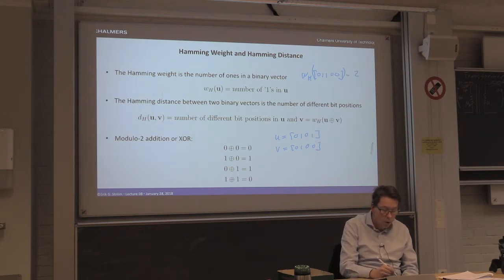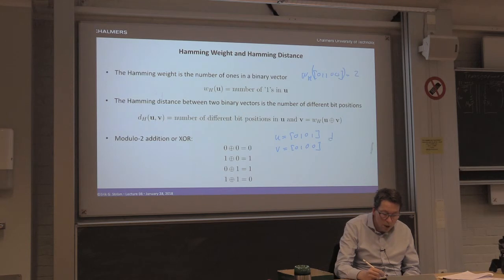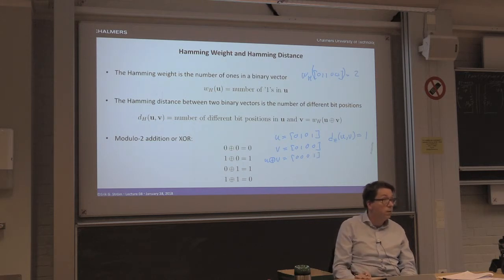Okay, so from this we know that the Hamming distance between U and V is equal to 1. If we look at U plus V, we take the element-wise XOR of this, then that is equal to 0 plus 0 is 0, 1 plus 1 is 0, 0 plus 0 is 0. So it's a 0 as long as these two bits are the same, and then it's 1 in the positions where they are different.